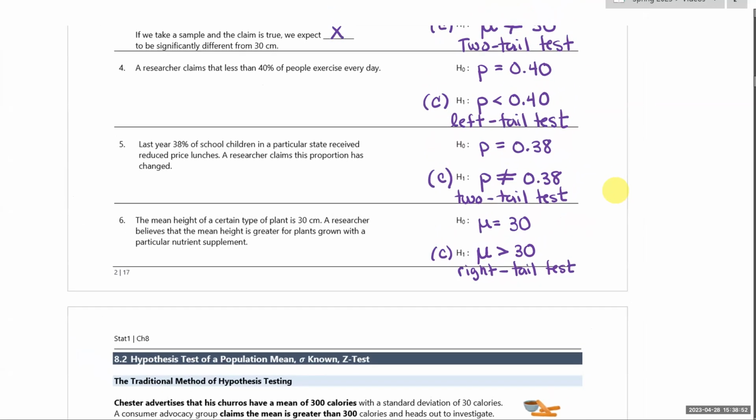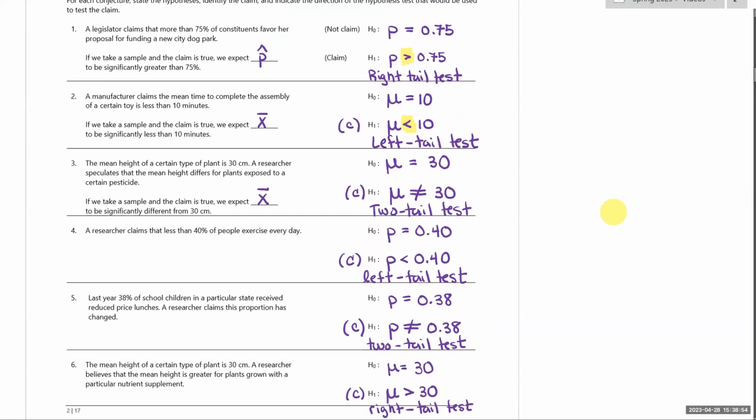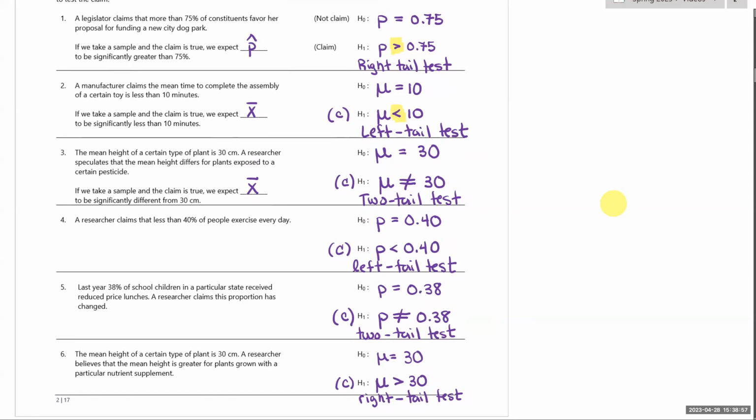So before I leave this page, I'm just going to highlight some words here. So I'm just going to go back to the top. As we're reading sentences and looking for keywords, the first one was talking about more than 75%. More than is a greater than. The second one said less than 10. Less than 10 minutes is a less than sign. And then the third one talked about heights differing. So differs, and that's our not equal to.